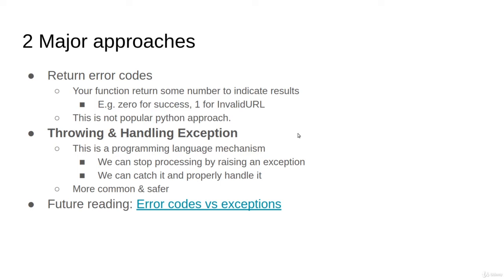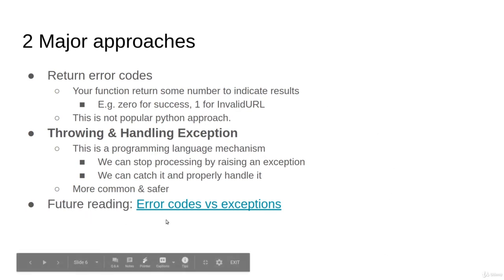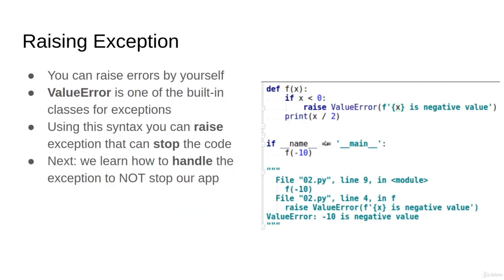The common and standard way is the throwing and handling exceptions mechanism. These mechanisms let us stop the function processing at this point and let us also handle the issue that happened. And this would be the topic of the next video. For future reading, you might read about error codes versus exceptions. It's very common in domains like C++.